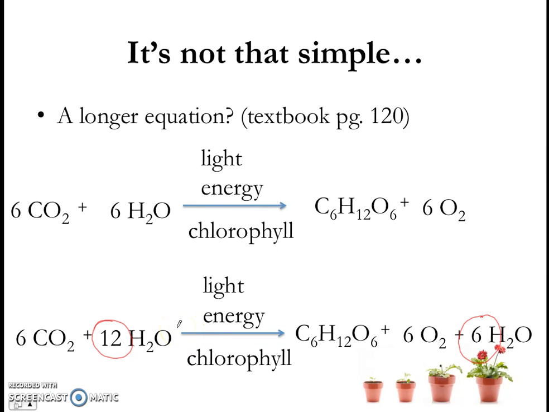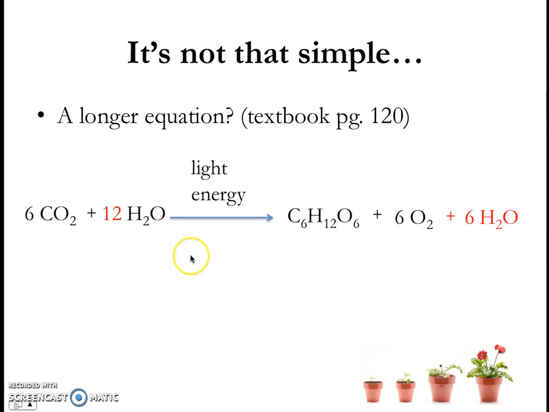But that's because photosynthesis is not that simple. There's actually some details that I'm going to share with you in this video. Now the first thing to address is why there are 12 water molecules here when I can just cancel off both sides, and why I put 6 water molecules on this side. Now the thing is, this is because photosynthesis is not that simple.